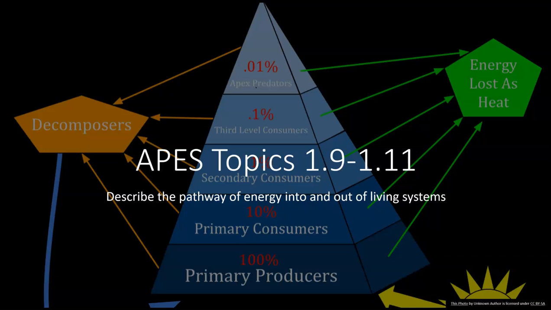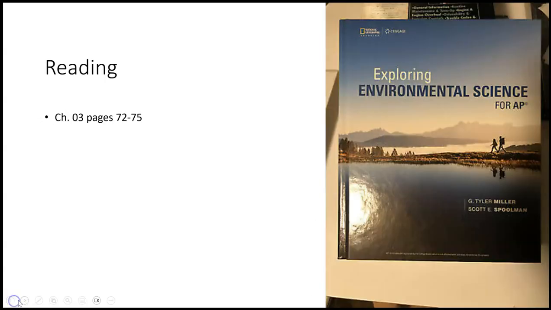We are going to zero in today on topics 1.9, 1.10, and 1.11, which help us to describe the pathway of energy into and out of living systems, which essentially piggybacks off our last topic 1.8 of primary productivity, photosynthesis, and respiration. It sort of helps us understand the super important process of photosynthesis.